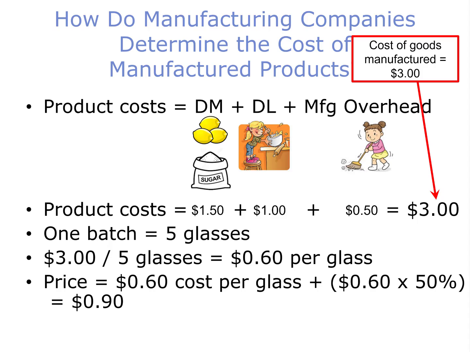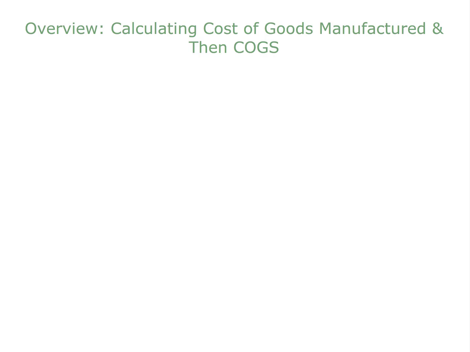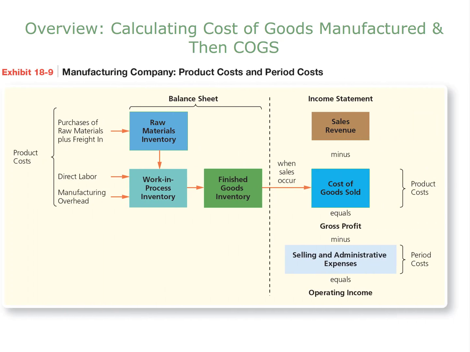In this lesson, we'll find out how we calculate how much it costs to make a product, so we can later calculate how much to charge for it. Now let's see how costs flow through a manufacturing company. On the left, we have our 3 inventory accounts: raw materials, work in process inventory, and finished goods inventory. Notice all 3 are inventory accounts.